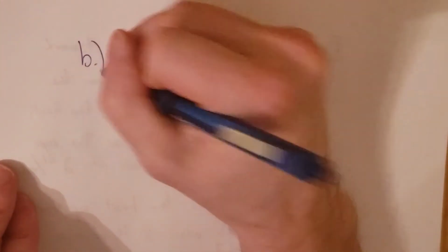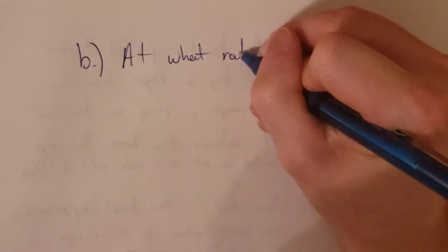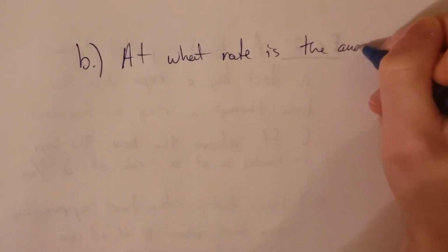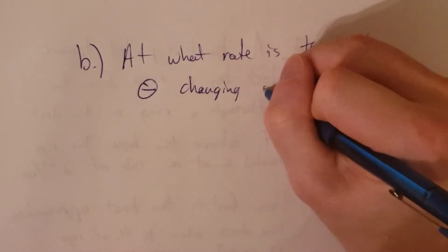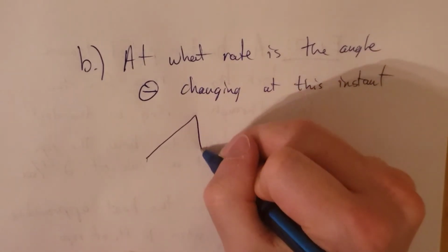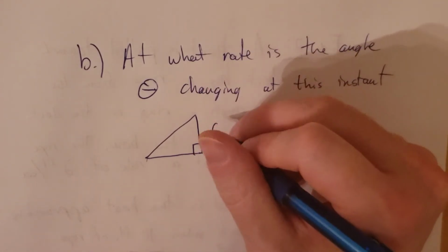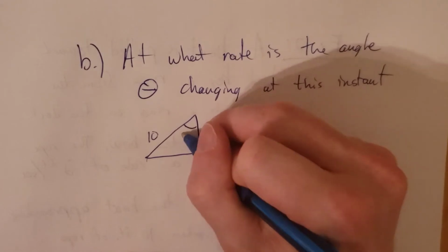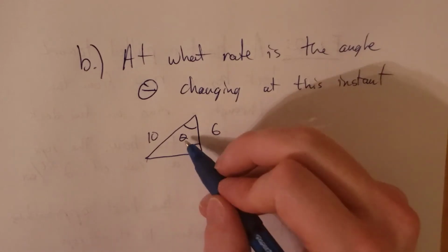We've got a similar problem on that same type of question here, or the same scenario. Part B is going to ask, at what rate is the angle theta changing at this instant? So again, we have our triangle. This was 6 feet, this was 10, here was our theta. And we want to know what our rate of change of theta is.